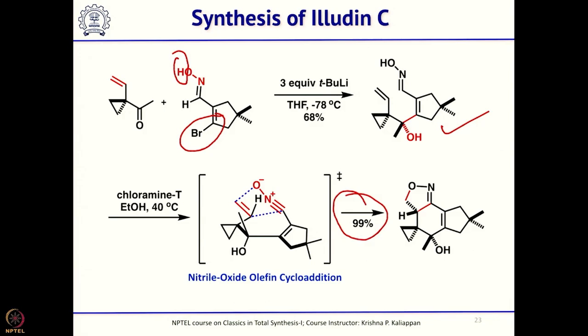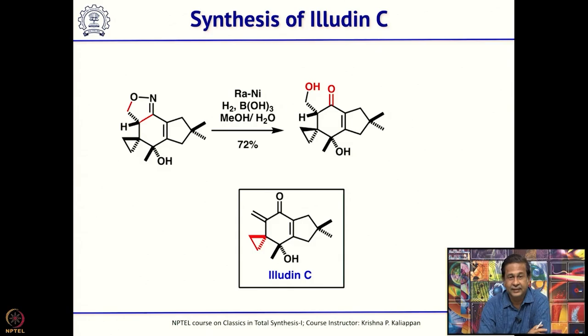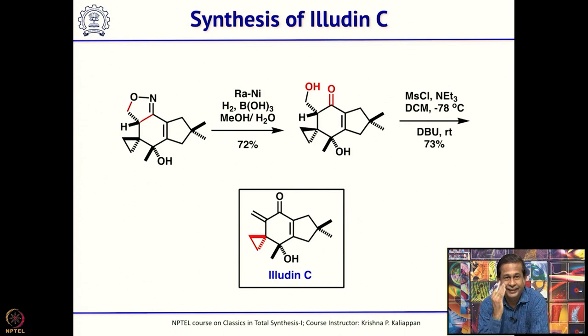Okay, then as I said, you have to cleave the N-O bond and hydrolyze the imine. So that can be done with Raney nickel. Okay, Raney nickel cleaves the N-O bond and hydrolyzes, and you get the beta hydroxy ketone. Okay, it's an aldol-like beta hydroxy ketone. Once you have this beta hydroxy ketone, the next step is to introduce a double bond. Okay, so that is very easy.